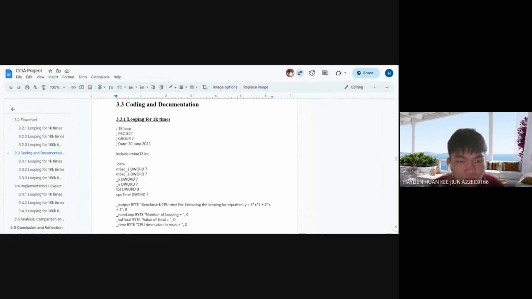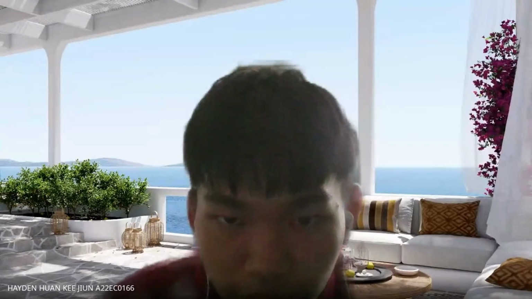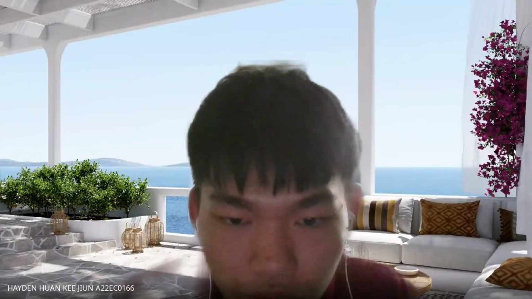Then we'll go into the coding part. For this part, I will show it in Visual Studio. I will show my Visual Studio.